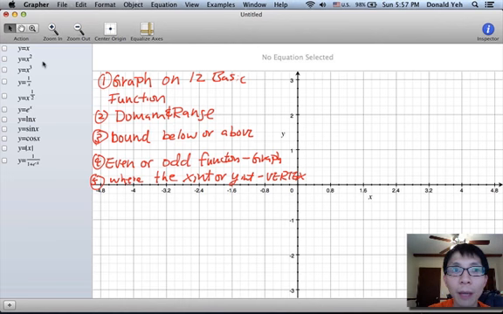Let's start looking at the first one, and we're going to erase this. So you're going to copy this down. What are you looking for? Okay, five things. First, you have to memorize all the graphs. Second, you have to find the domain and range. Third, you have to find whether it's bounded below or above. You can look at the graph and tell me that. Fourth, you have to be able to tell me whether it's an even or odd function. Fifth, you have to be able to tell me the x-intercept, y-intercept, or the vertex. Okay.